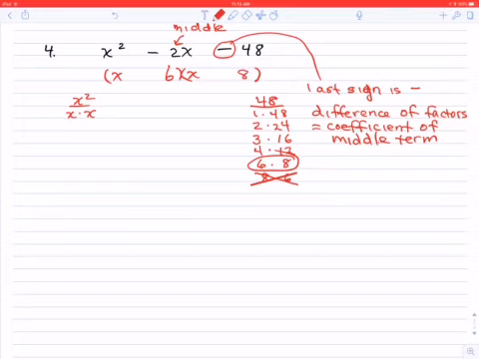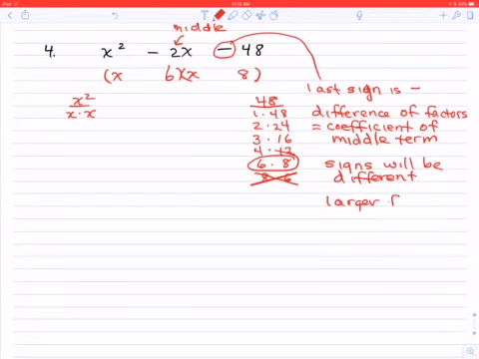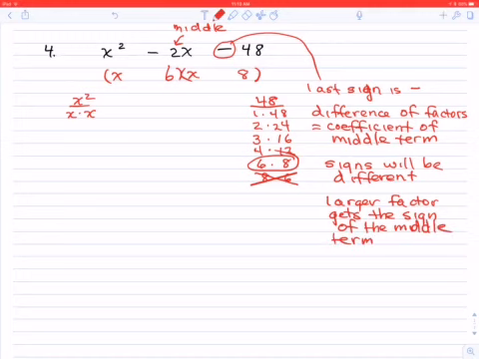But now we have to adjust the signs. Well, since the last sign is negative, we know that the signs will be different. And the larger factor gets the sign of the middle term. So the larger factor is 8. The middle term has a negative sign, and the signs will be different.